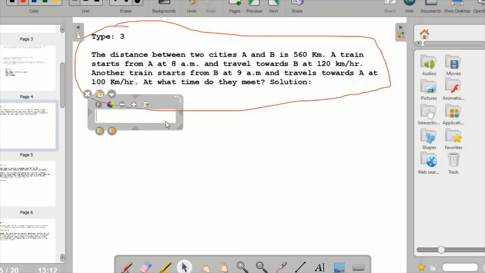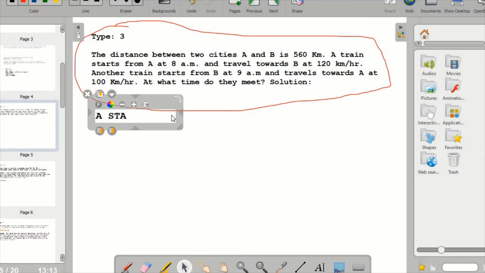So there is another train. It is coming in the opposite direction, that is from B at 9 a.m., and travels towards A at 100 kilometers per hour. So what time do they meet? At what time will both trains coincide or meet each other? Okay, so here is the solution.